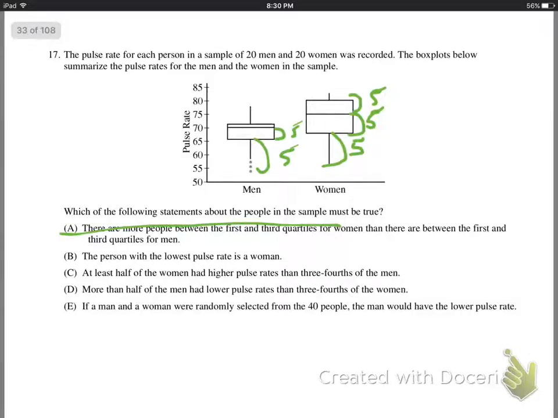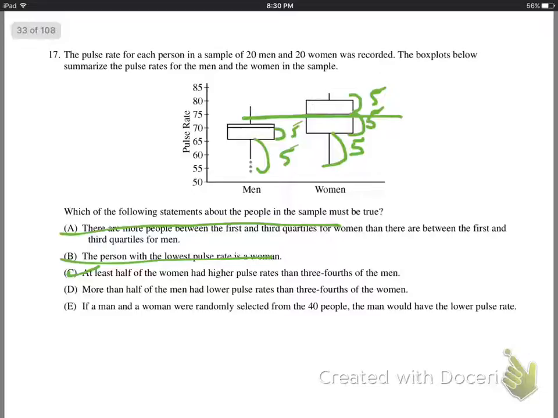The people with the lowest pulse rate is a woman. Okay, well, the lowest pulse rate is a man, so that's not B. Okay, and so it says here at least half of the women had higher pulse rates than 3/4. Okay, so here's half of the women and then 3/4. Okay, that looks good. So let's keep that guy.